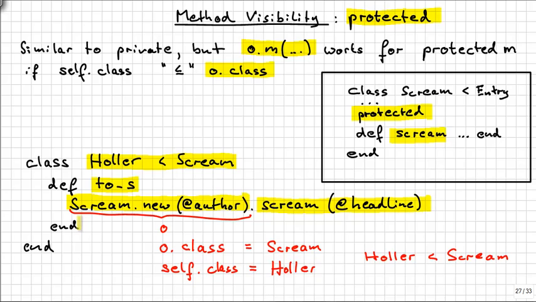And you see that basically we have created an object o here, and the object's class is Scream. That's how we have initialized it. And the class within which the call occurs is the Holler class. Clearly, we are calling upon this object within the class Holler. And because Holler is a subclass of Scream, this call is allowed when scream is a protected method.